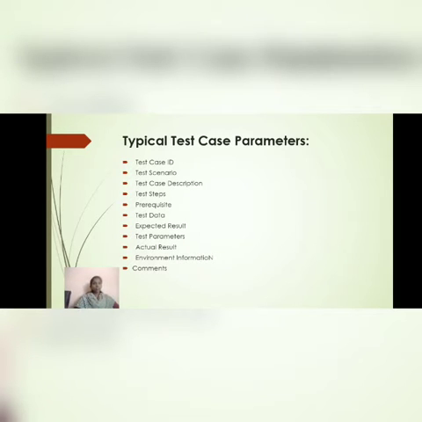Typical test case parameters. First, test case ID. Second, test scenario. Third, test case description. Fourth, test steps. Fifth, prerequisite. Sixth, test data. Seventh, expected result. Eighth, test parameters. Ninth, actual result. And tenth, environment information. And last is comments.